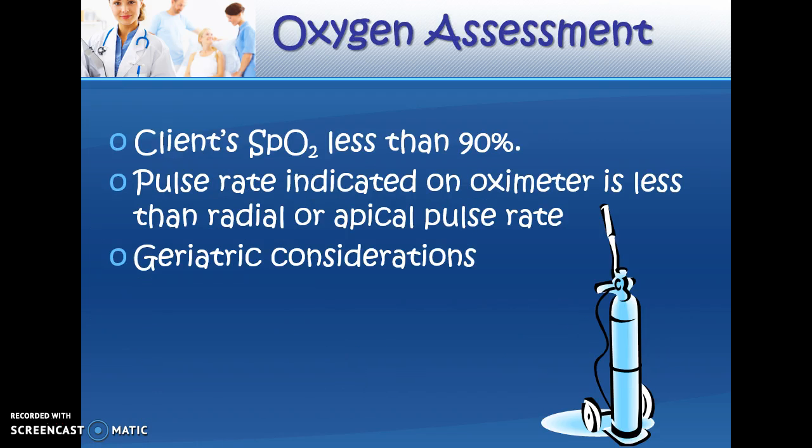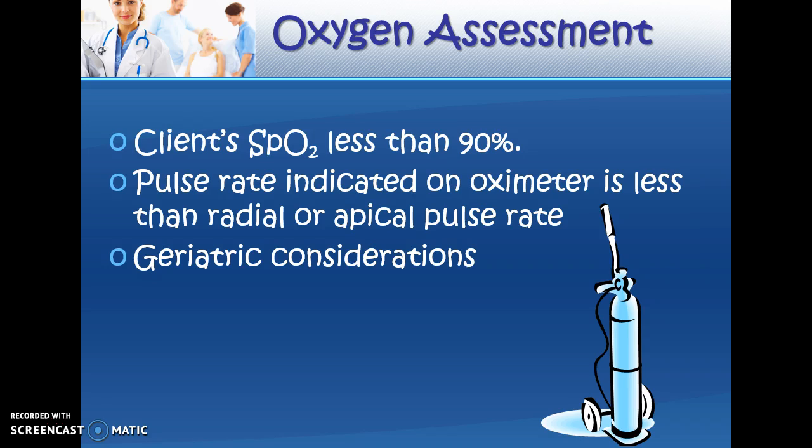As far as oxygen assessment, you may see clients with SpO2 less than 90%, particularly in patients that have COPD, emphysema, or other chronic respiratory problems. With the blood pressure changes and oxygen changes, we make sure that we instruct older adults to change positions slowly and wait after each change to avoid postural hypotension and prevent injuries.